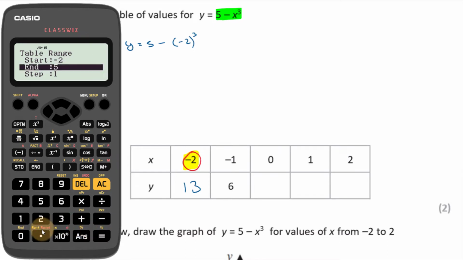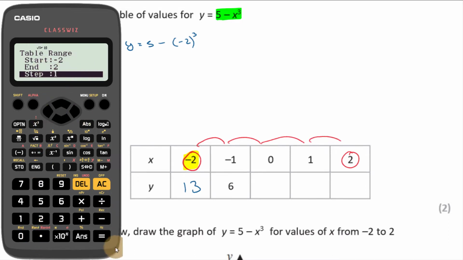End value is going to be my highest value of x. It's up here, it's 2. And step, what am I going up in? I want all the numbers in between, so I want to go up in ones. Okay, so my step is 1. Now if I press equals, it's going to give me the table of values.